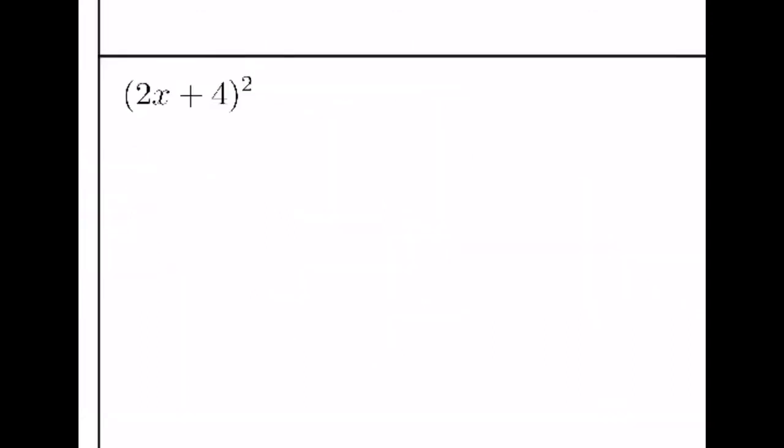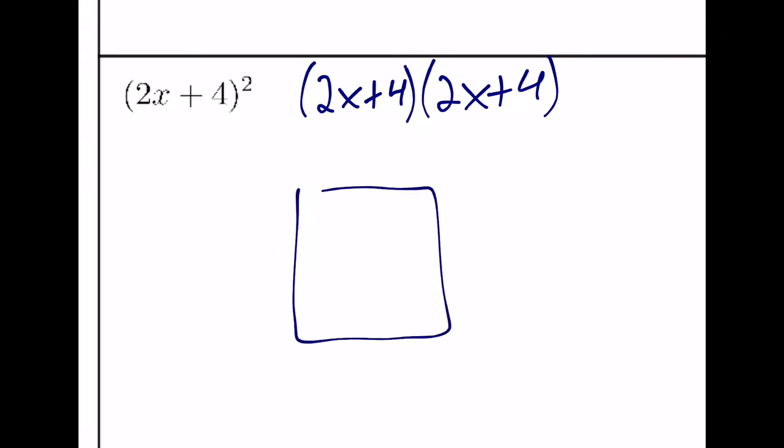This problem looks different, but it's actually the same, because anything squared means you are multiplying it by itself. So this actually becomes 2x plus 4 times 2x plus 4, which means when I set up my box, I put 2x and 4 on the top and 2x and 4 on the side.